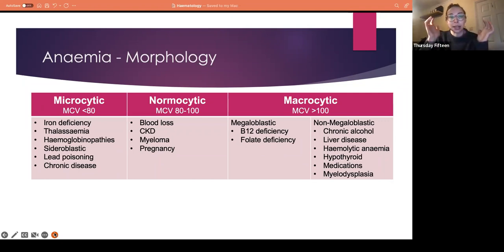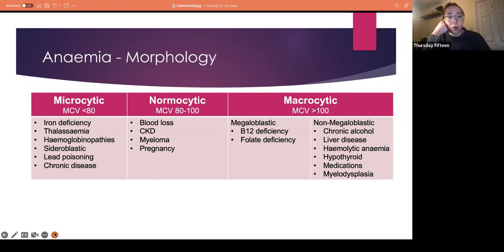Megaloblasts are essentially immature red cells, and they have a big nucleus and not very much cytoplasm. The megaloblastic macrocytic anemias are B12 and folate deficiencies, and they're needed to make DNA. So when you have abnormal DNA synthesis, you have impaired cell maturation, and you get a buildup of these immature red cells, which is why they're megaloblastic anemias. The non-megaloblastic macrocytic anemias are what you'll see in chronic alcohol users, people with liver disease, hemolytic anemias, hypothyroid, certain medications, and myelodysplasia.